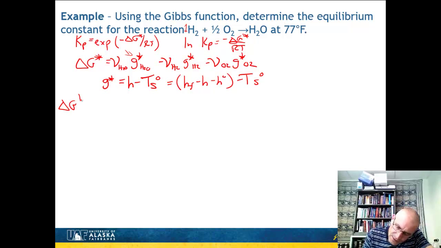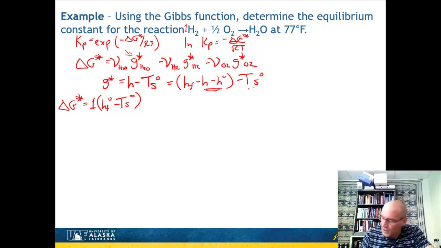We're going to find delta G star. All right, so it's going to be my stoichiometric coefficient of the water, 1. And now I've got to put in all of these terms. So I'm going to have the heat of formation of water. Now this is at room temperature, so the H minus H0 terms are going to go ahead and drop out. So I don't have to calculate that, and that'll just be 1 minus T S0, which is this term here. So I'm able to skip through those terms on this one.